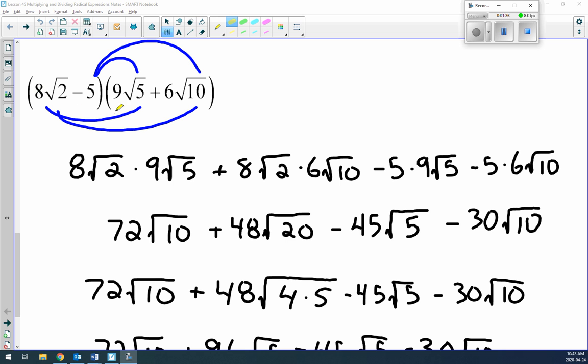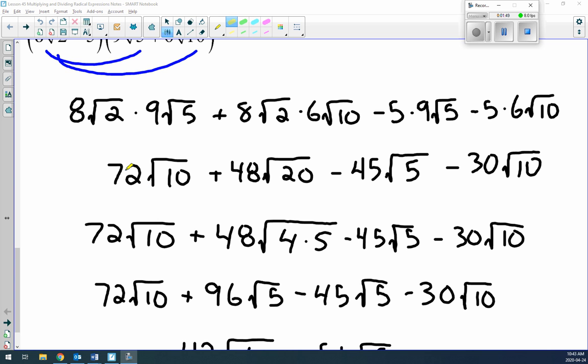So 8 root of 2 times 9 root of 5, 8 root of 2 times 6 root of 10, -5 times 9 root of 5, and -5 times 6 root of 10. And then just go through and do everything, right? The 8 and the 9 is the 72. The 2 and the 5 is the 10, right? So we end up with 72 root of 10. The 8 and the 6 is 48. The 2 and the 10 is 20. The -5 and the 9 is -45 root of 5, and -30 root of 10.